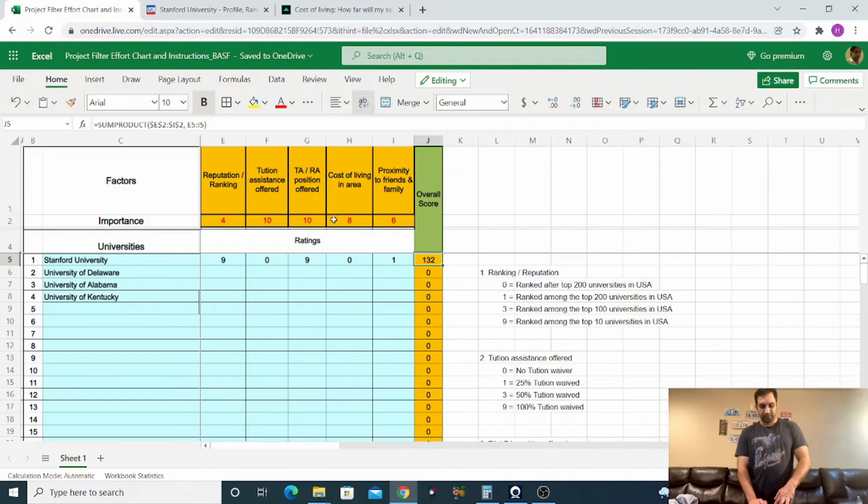So it's just multiplying these. So it's multiplying 9 with 4 plus 0 with 10 plus 9 with 10 plus 0 with 8 plus 1 with 6, and it's giving you that value here. So that's your overall score for Stanford.